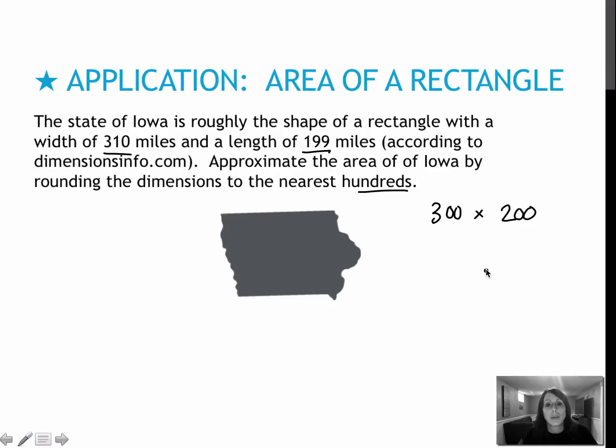Again, when you're multiplying with rounded values, essentially I'm just taking 3 times 2 to get 6, and then I've got 4 zeros. So 1, 2, 3, 4. So my answer is 60,000. Now, again, I need to label my solution, and so I would label that as 60,000 square miles. Again, this is an approximation. It's also a story problem. So my sentence would say the approximate area of Iowa is 60,000 square miles.